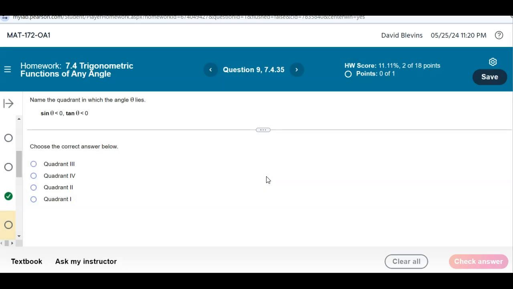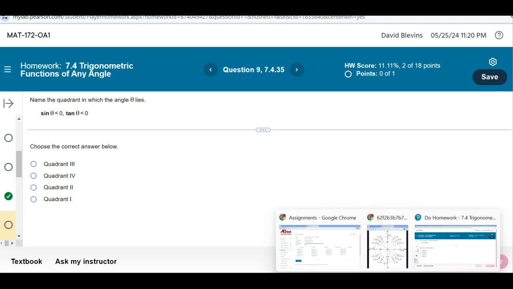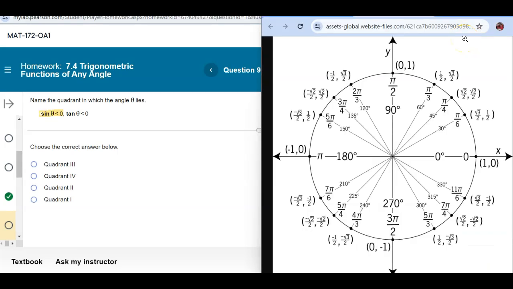Let's see what information we have this time. Now we have sine is negative, and so is tangent. All right, so let's start off with sine being negative. Sine are the y-coordinates on the unit circle. So on the y-axis, it's negative when we're below the x-axis. So any of these points on the unit circle are going to have y-coordinates that are negative.